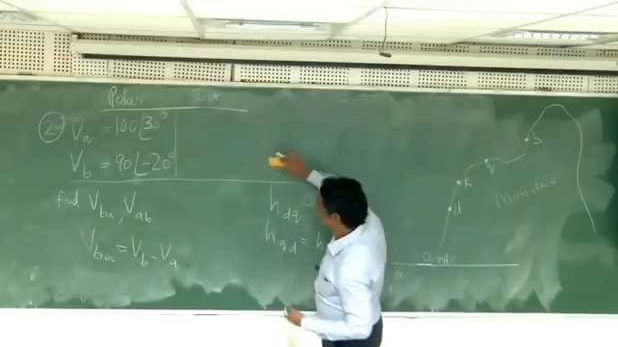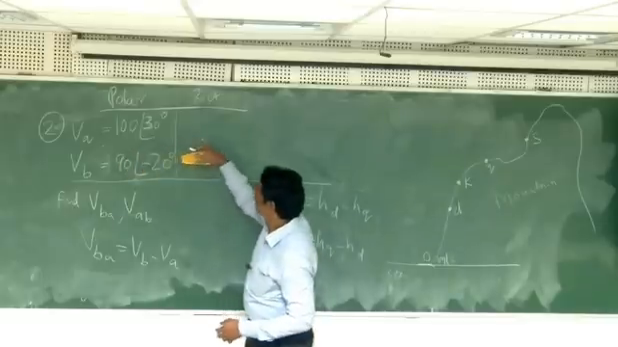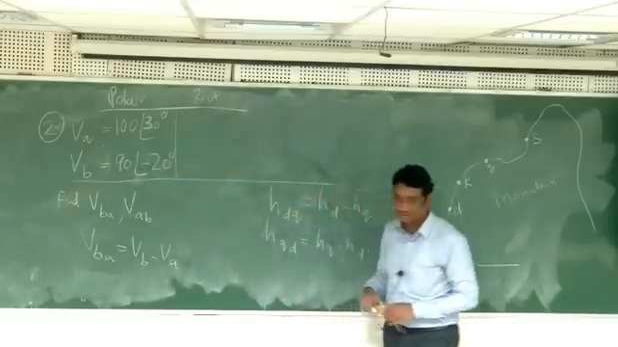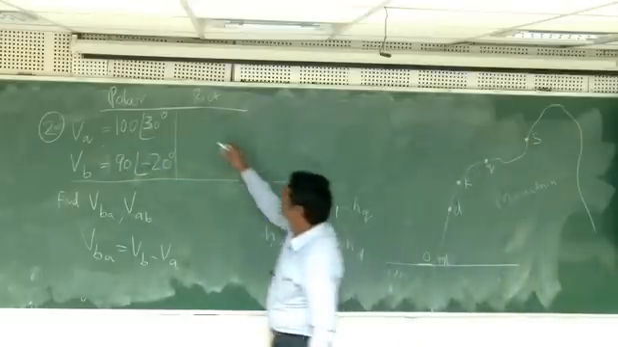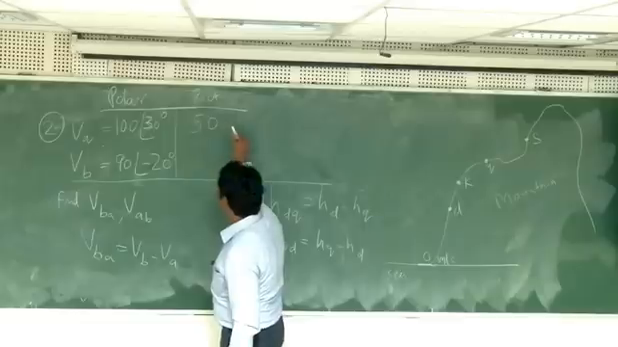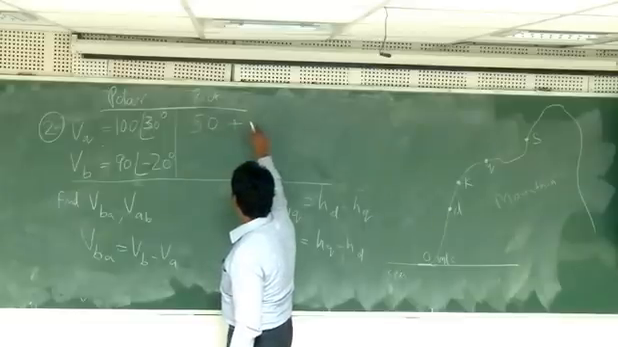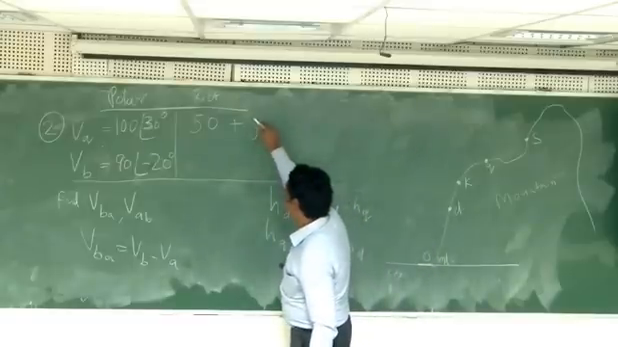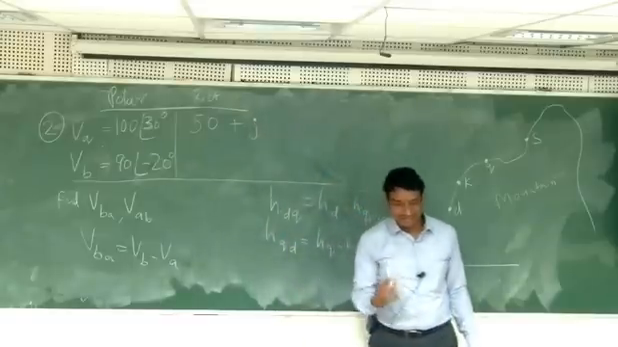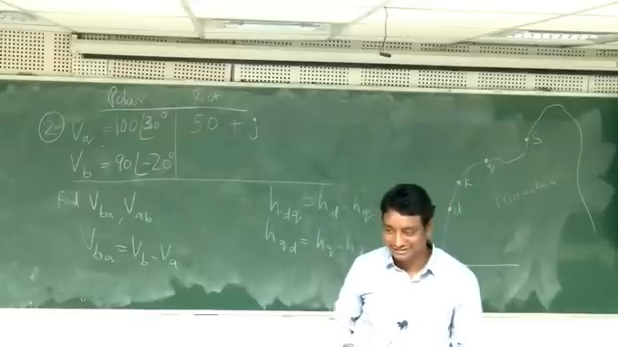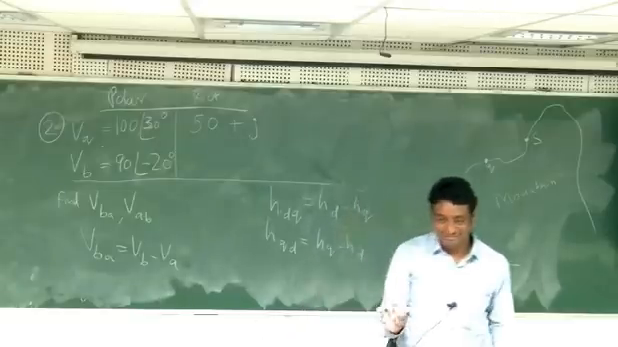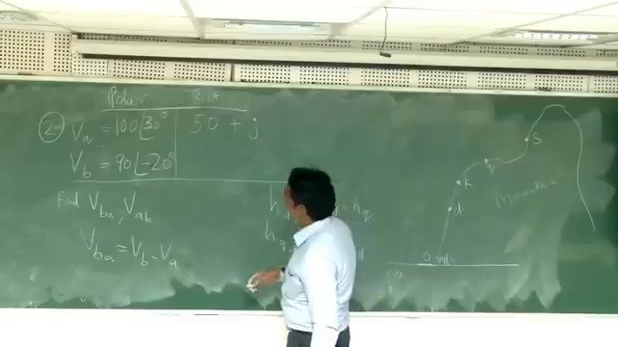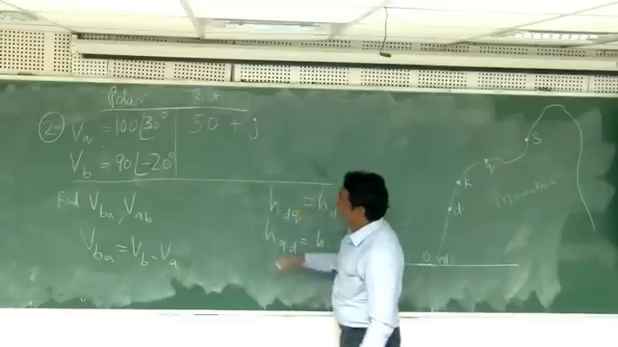So let's do this now. Convert to rectangular form. What is this? Is it 50 plus j? By the way, instead of i, I'll make it j. Okay. So i is for mathematicians and j is for electrical engineers. So nothing else, the value is the same. Both are still imaginary.